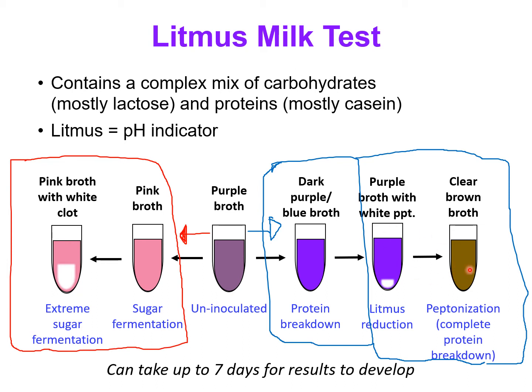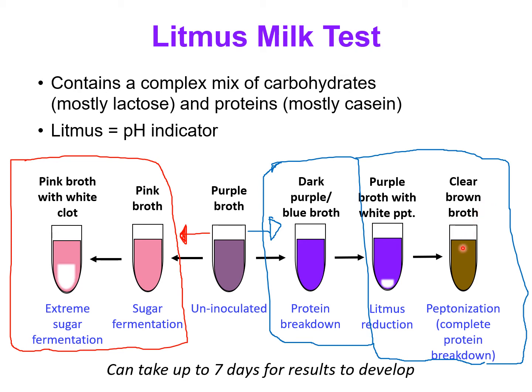Now, what's happening here, right? What if the bacteria is going down this pathway? What is the bacteria doing to that protein in milk? Well, it's breaking it down, remember? So if the bacteria continues to break down that protein further and further, what's going to happen is the milk is not going to become opaque anymore because the protein in the milk is being broken down. And this is kind of what's happening right here. That's why the broth is going to start becoming kind of clear.